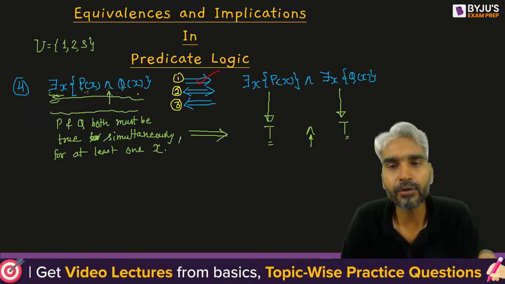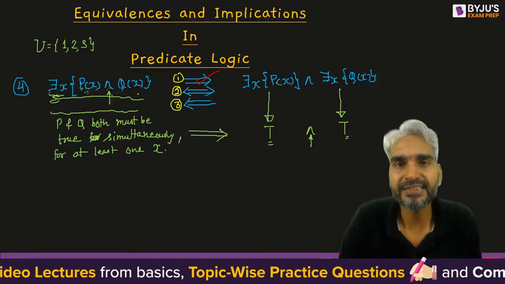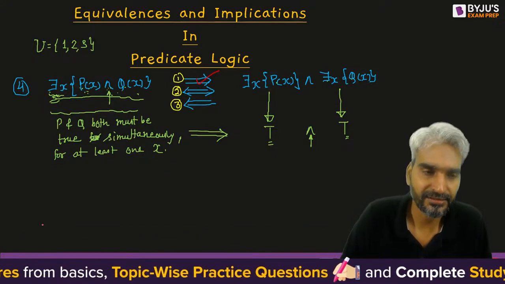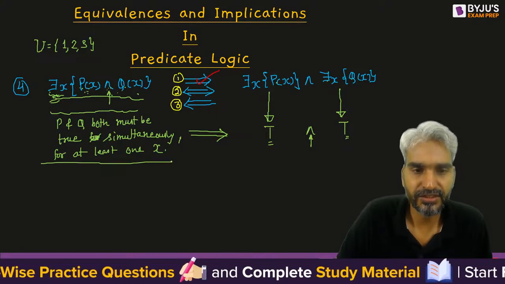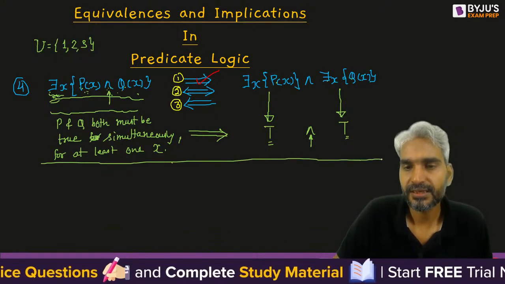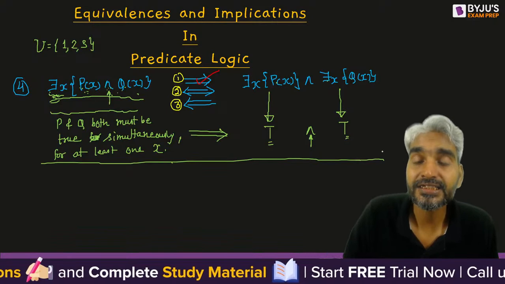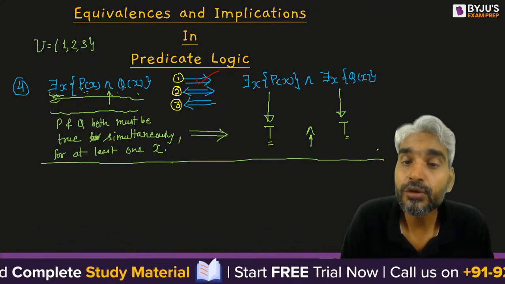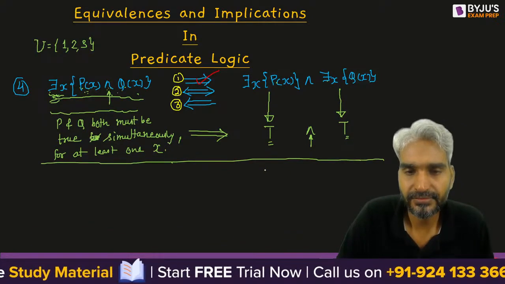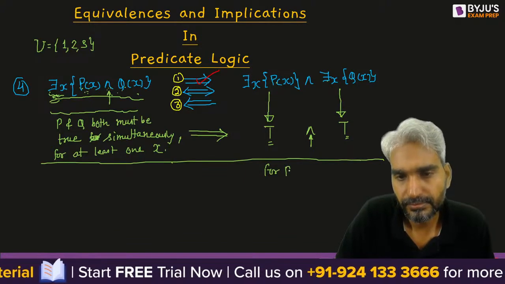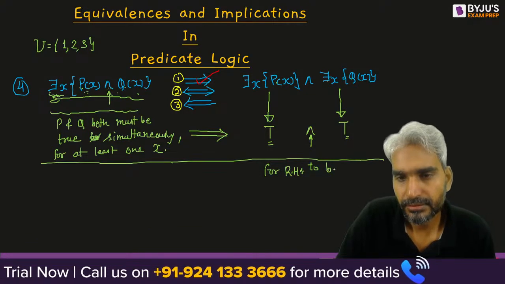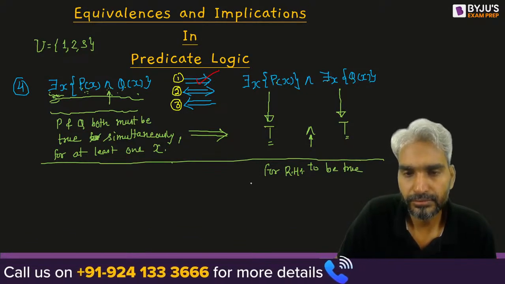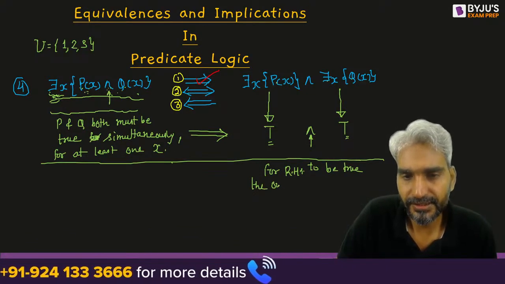Now what about RHS implies LHS? Please try to understand. Now the idea is, for RHS to be true, the only constraint is what?